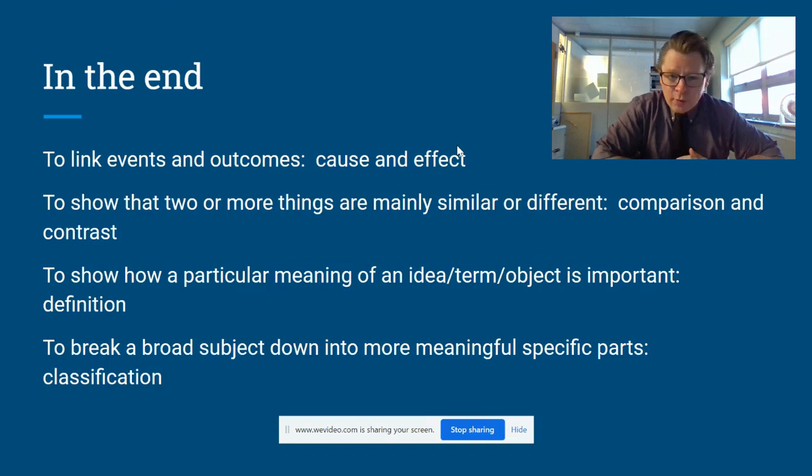If we need to show that two or more things are mainly similar or mainly different, we use comparison and contrast. If we need to show how a particular meaning of an idea, term, or object is important, we use definition. And lastly, to break a broad subject down into more meaningful specific parts, we use classification.